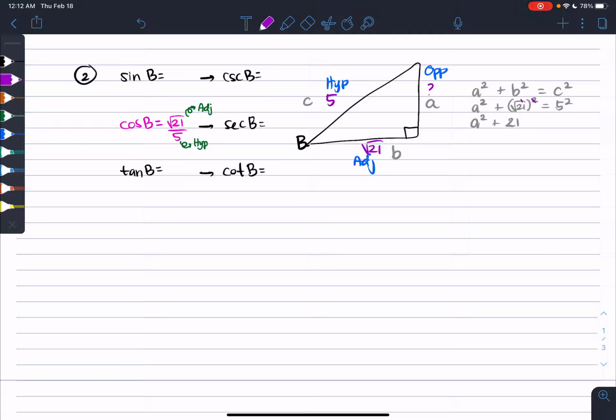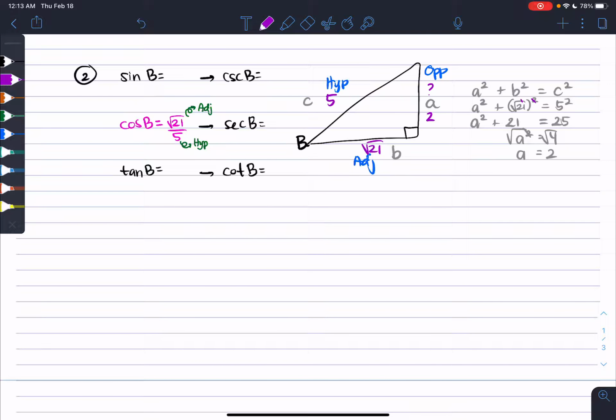All right. And then 5 squared is 25. When we subtract 21 from each side, we get A squared equals 4. So our final answer for A is A equals 2. Very nice. Isn't that such a nice number? So now we know that opposite of B is 2.